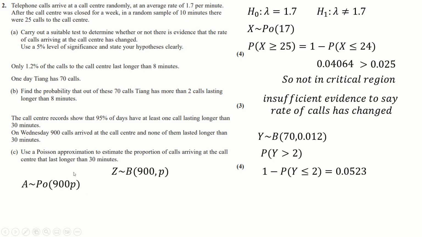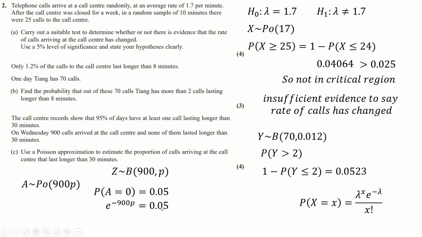But we know that the probability of this being 0, again, approximately, because this is an estimation, is 0.05, right? The probability that you get no calls lasting longer than this is 5% or 0.05. And now, of course, because we have this here, we know what the formula for Poisson looks like. It looks like this. And with x being 0, that just goes away because something to the power 0 is 1. And so does this. It's just dividing by 1 as well. So it just ends up being e to the minus lambda, which is e to the minus 900p. And of course, we can solve this for p, and we'll end up with our answer there.